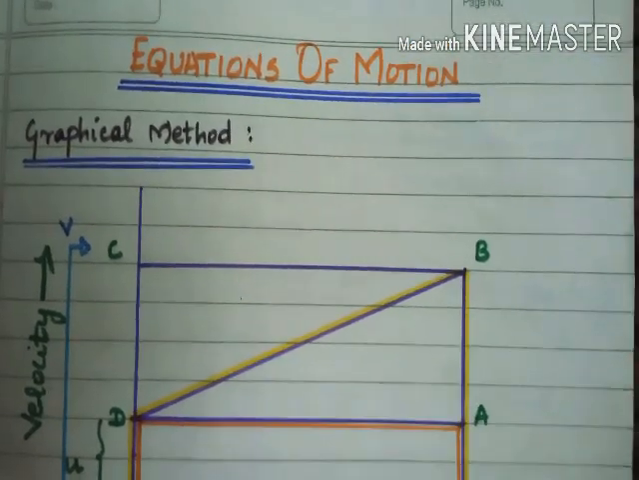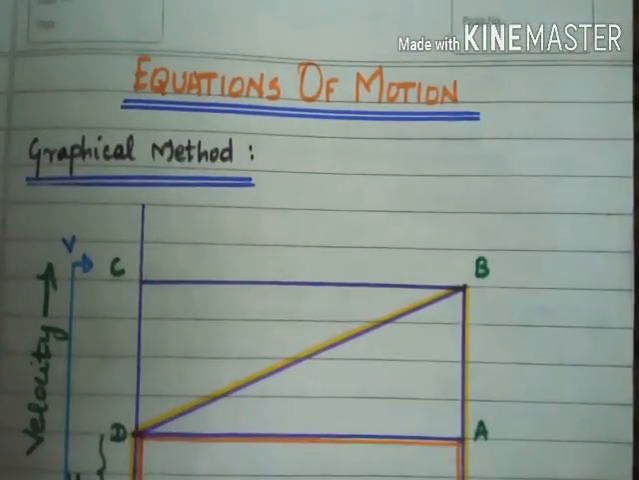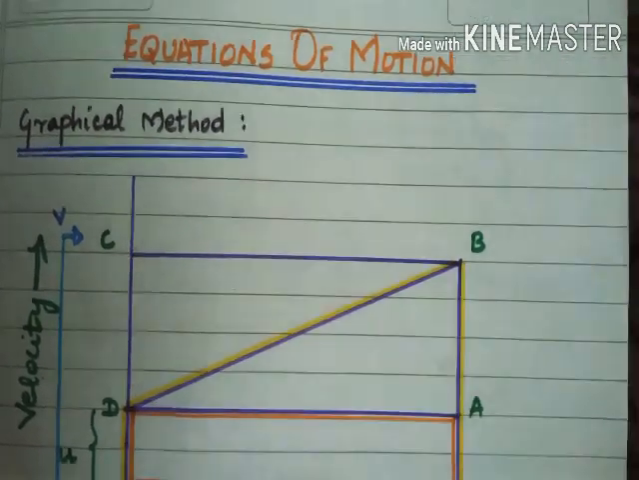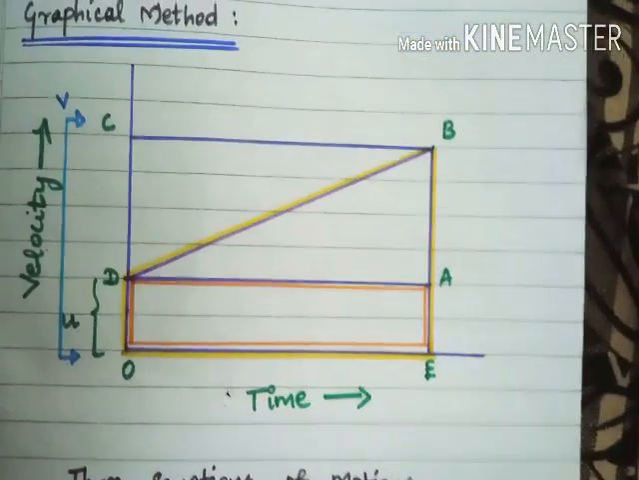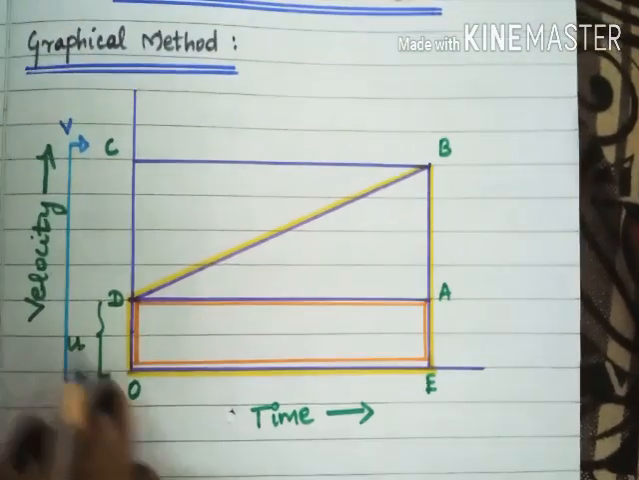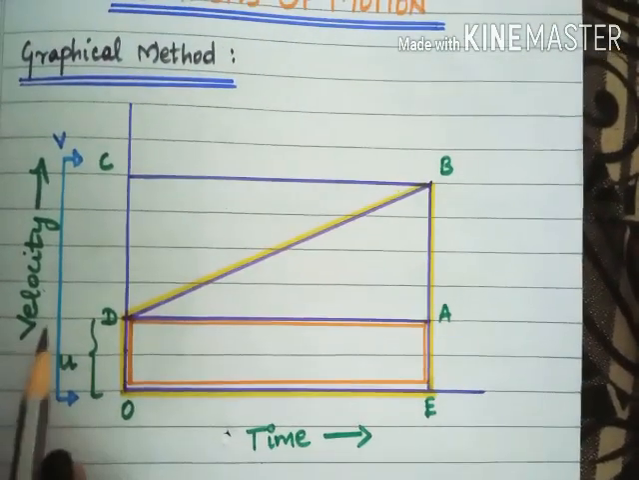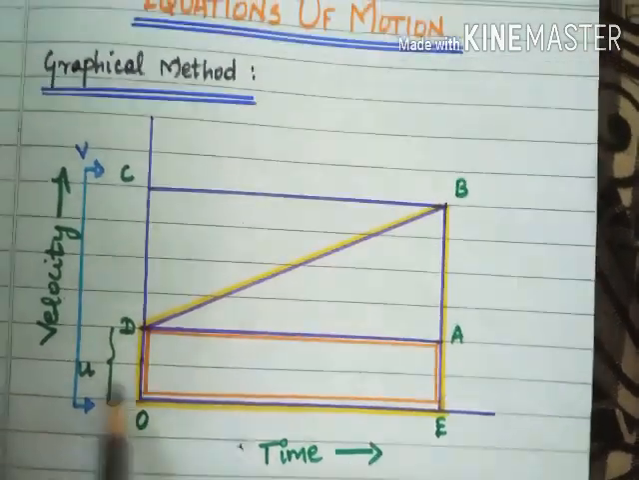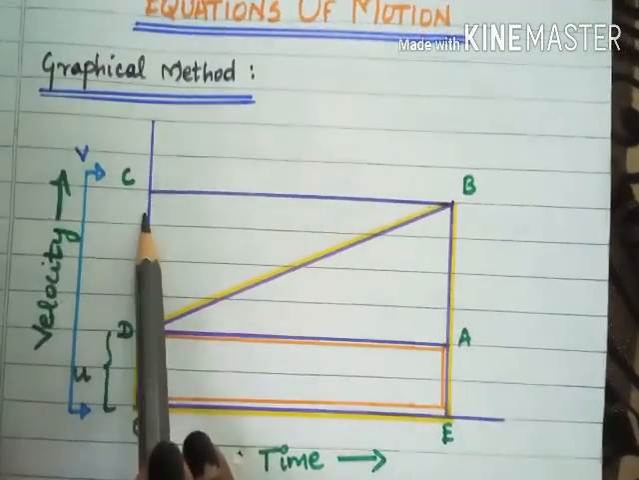So in this video we are going to learn about equations of motion. Here we are using the graphical method. The graph is plotted between the two quantities, velocity and time. Time is plotted on the x-axis and the velocity is plotted on the y-axis.